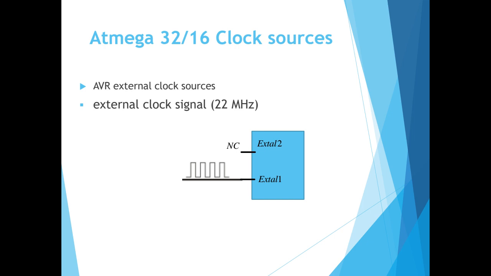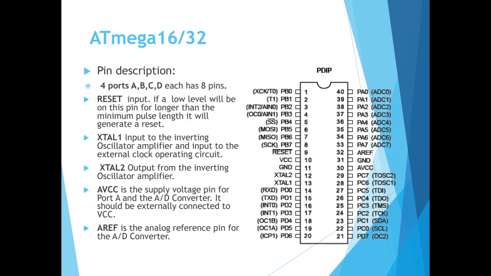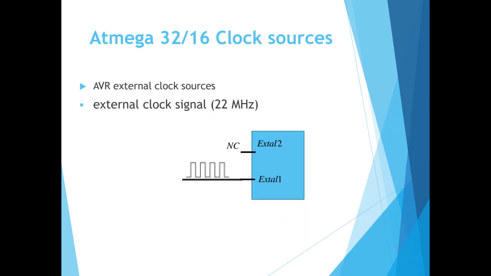External clock signal, which has 22 megahertz. As you see, XTAL1 and XTAL2. Let me show you on the pins of our microcontroller. XTAL1 and XTAL2 are related to pins 12 and 13 of our microcontroller. About this kind of external clock, XTAL2 is not connected, but XTAL1 is connected to a square waveform, which is 22 megahertz.